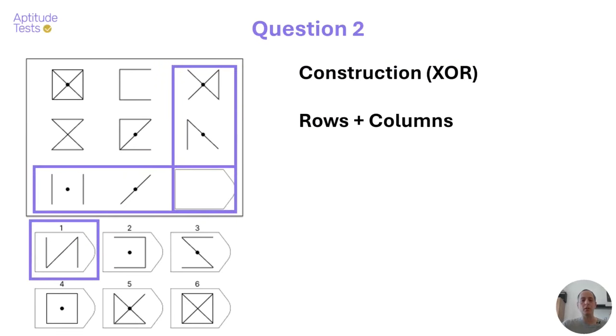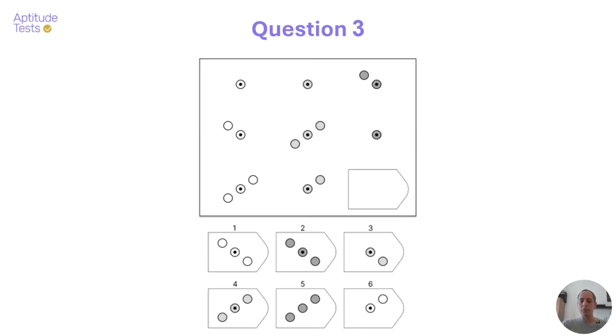So if we take a look at the rightmost column and the bottommost row, then we're going to see that the correct answer is number 1. Okay, moving on to question number 3. Again, pause the video, take a look at it yourself, and we're going to move ahead and solve it.